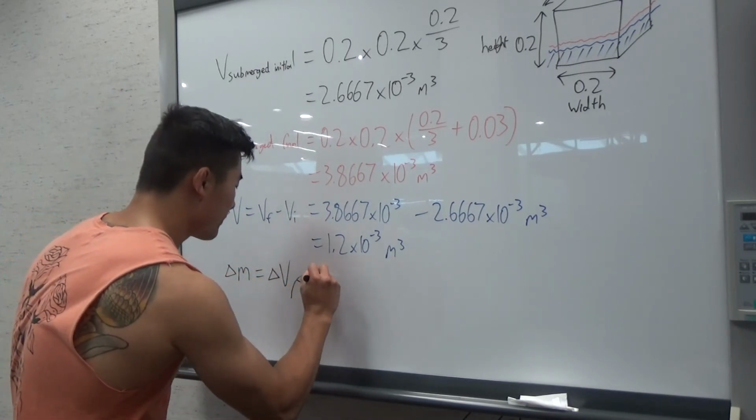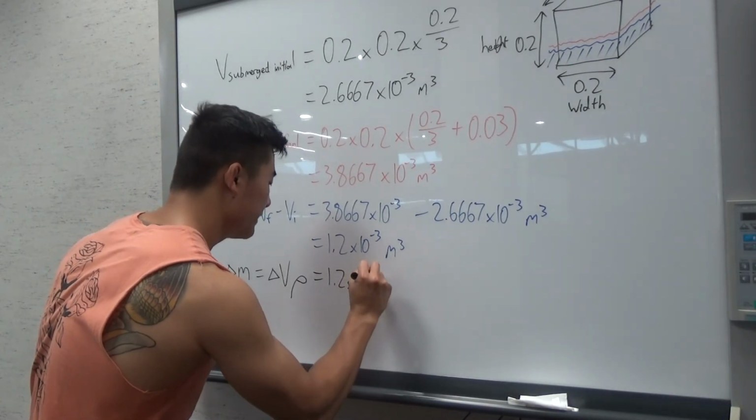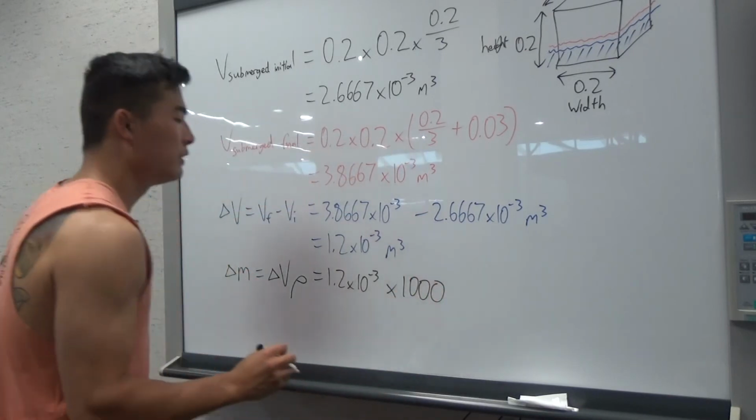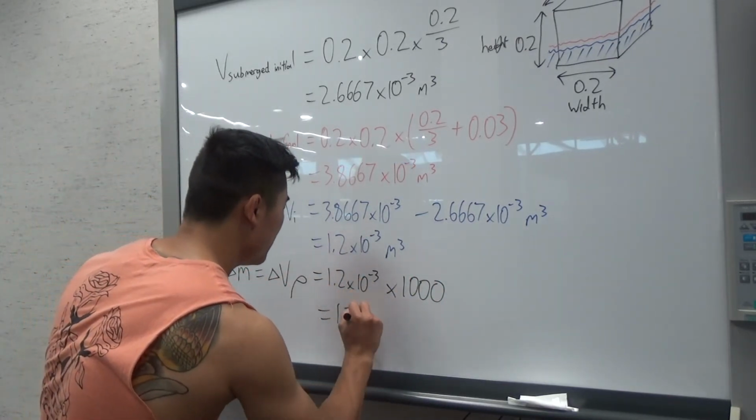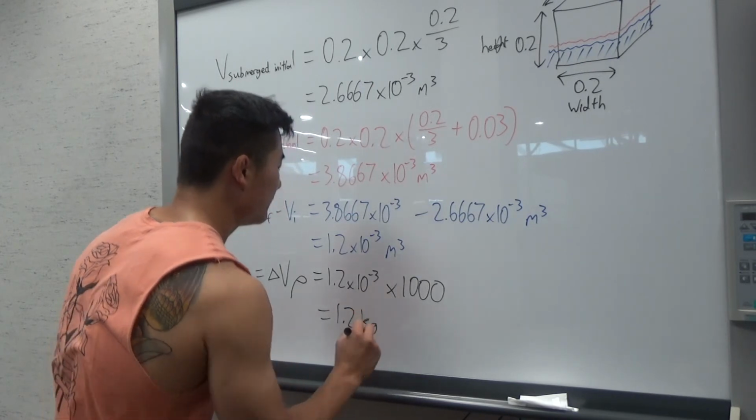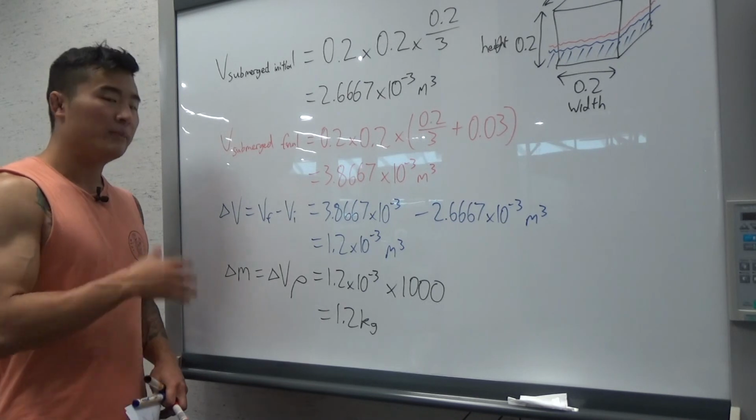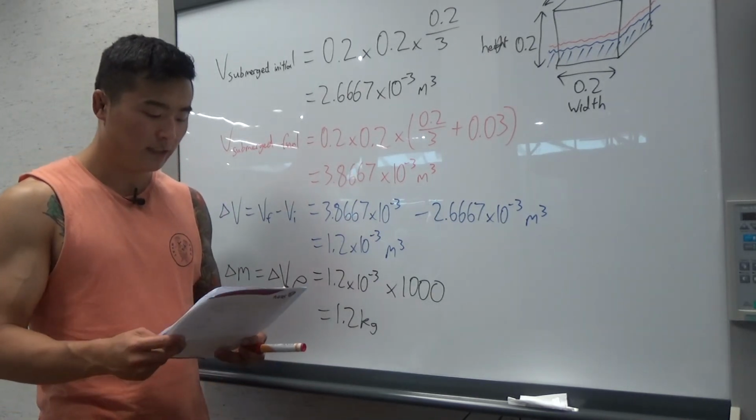So our change in volume is 1.2 times 10 to the negative 3, and the density of water is 1000, so that's going to give you 1.2 kg. Okay, so the mass of the cat is going to be 1.2 kg, and that's going to be option A.